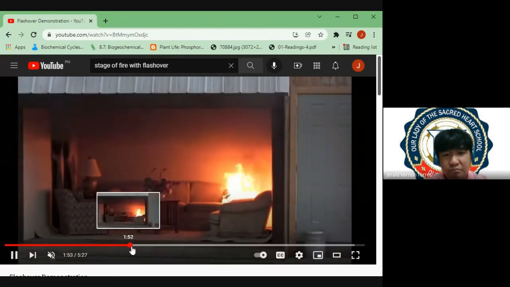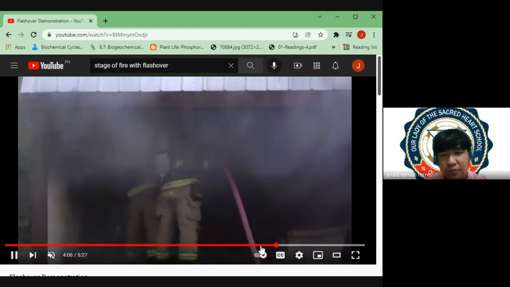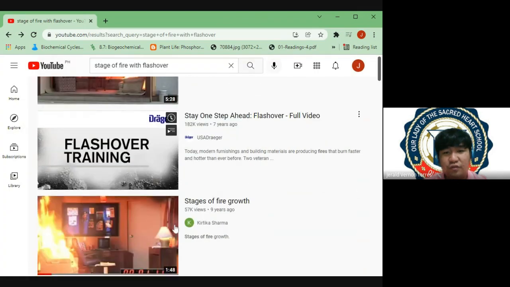Hindi na makita yung flashover. Sige, hanap tayo ng video na makita yung flashover.